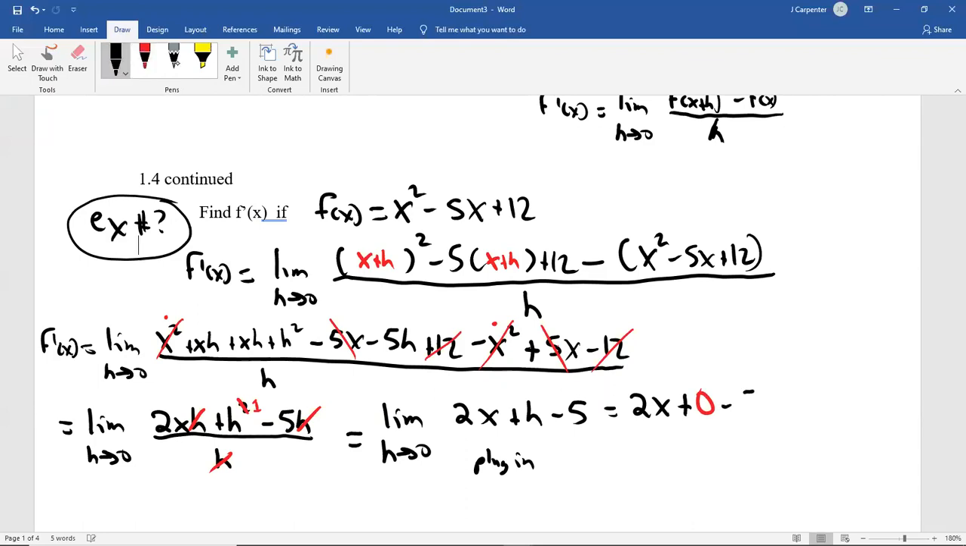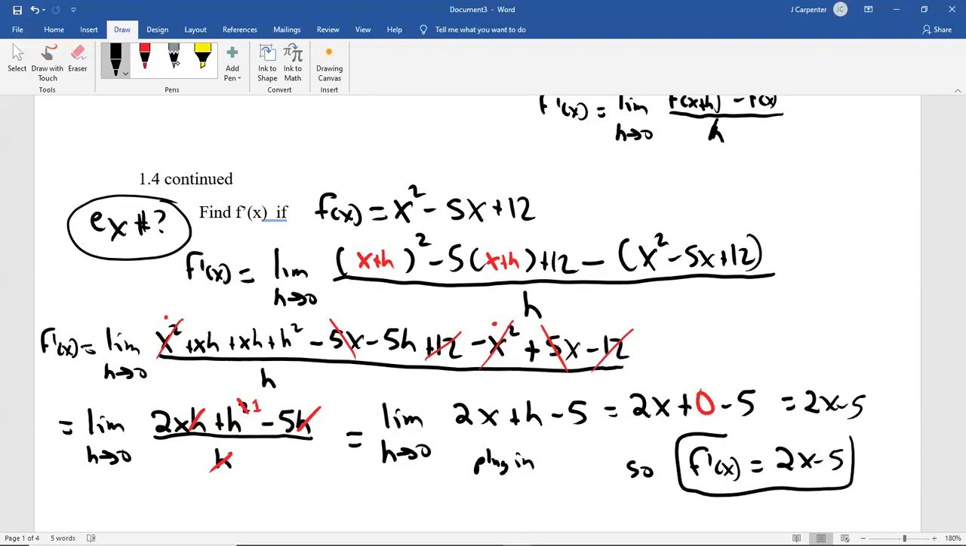And then the minus 5 stays, which is just 2x minus 5. So that says the derivative, in other words, the function that dictates the slope of the original function, is 2x minus 5.